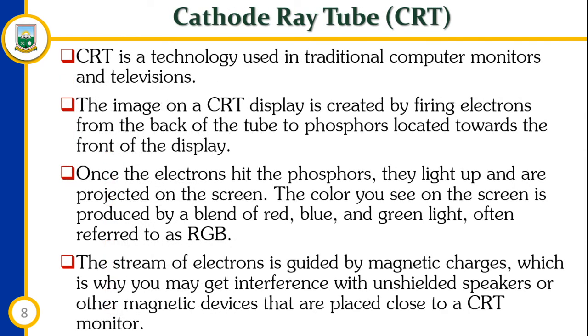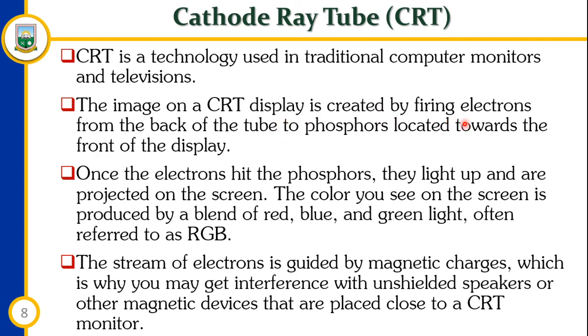Now let's take the first one, which is the cathode ray tube. The cathode ray tube, which is normally termed as CRT, is some sort of technology which is used in traditional computer monitors and television. I'm sure most of you were born somewhere in the 2000s, so you might have seen the cathode ray tube TV. That is sometimes the black and white. We also have some cathode ray tube TV that are colored.